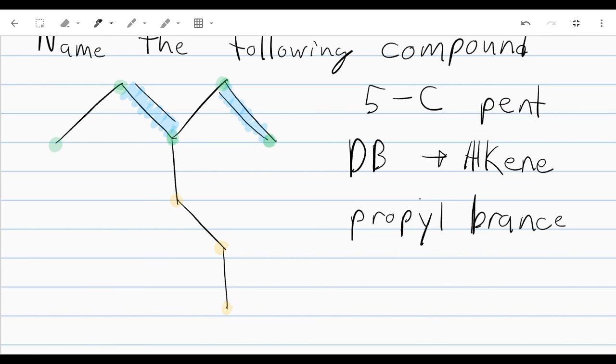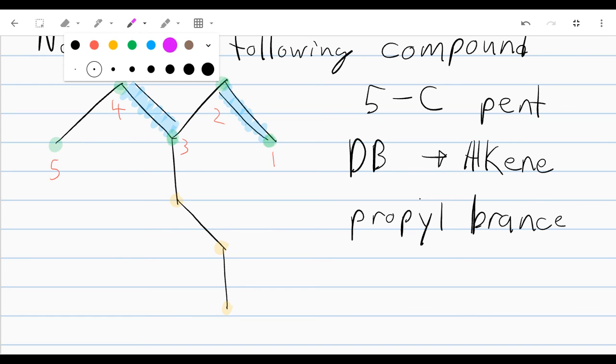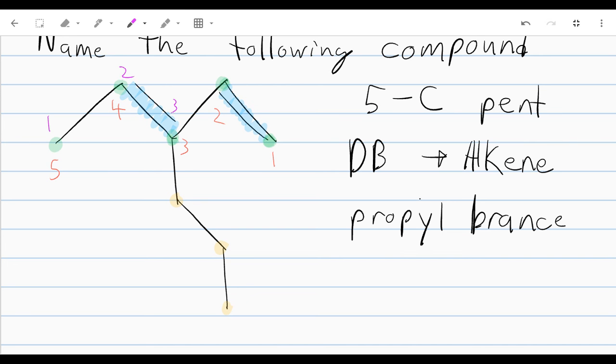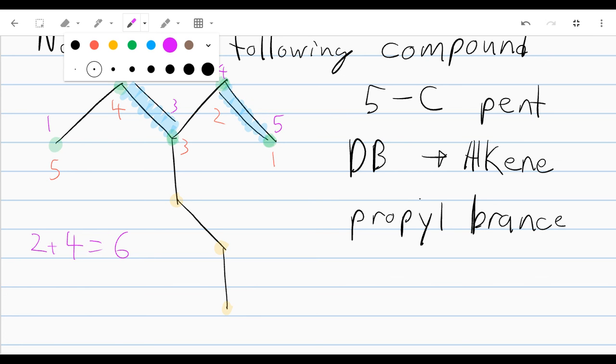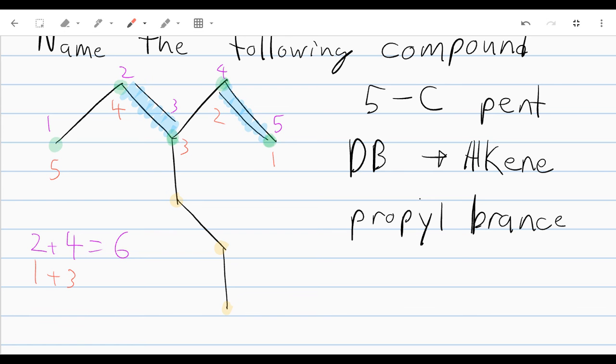Okay, we've got to figure out which order is going to be the most preferable here. We can go 1, 2, 3, 4, 5, or we can go 1, 2, 3, 4, 5. So it's going to be the first carbons we're basing it off of. In our purple scheme, that's carbon 2 and carbon 4. That gives us 6. In our red scheme, that is carbon 1 and carbon 3. That gives us 4. 4 is smaller, so we're going to go with the red scheme.